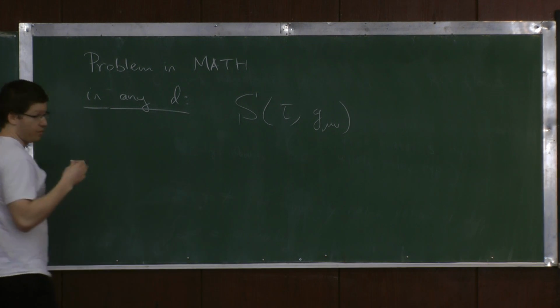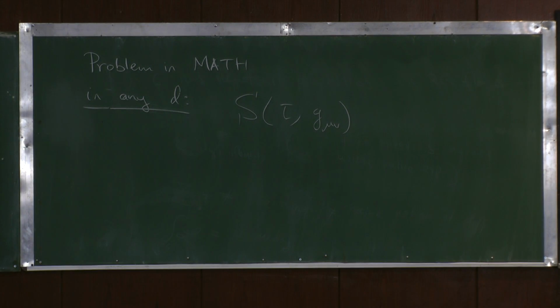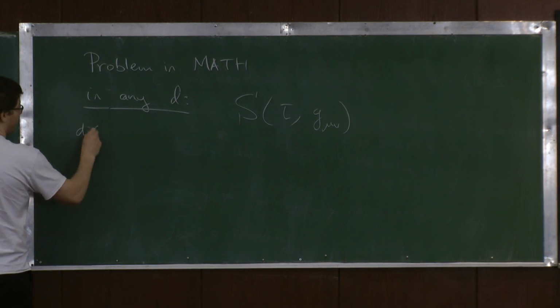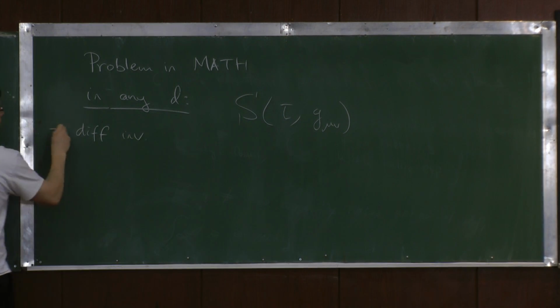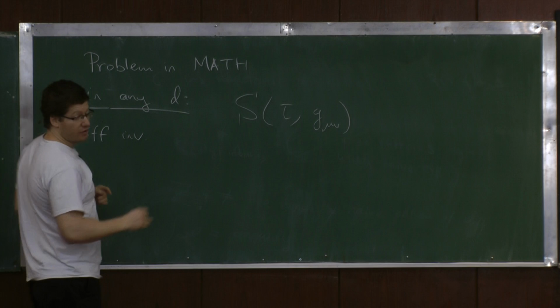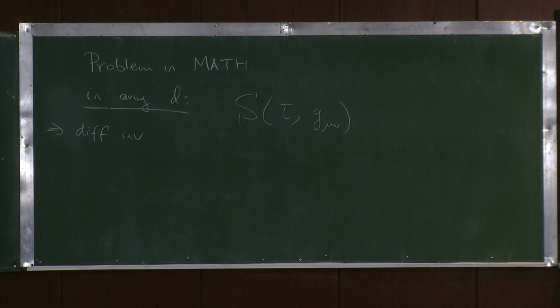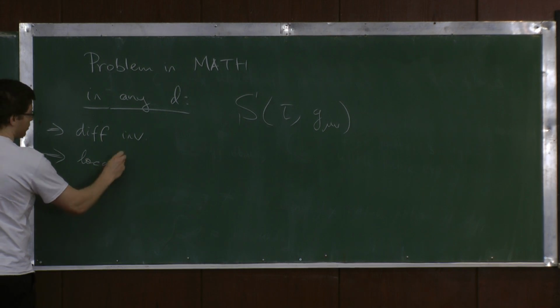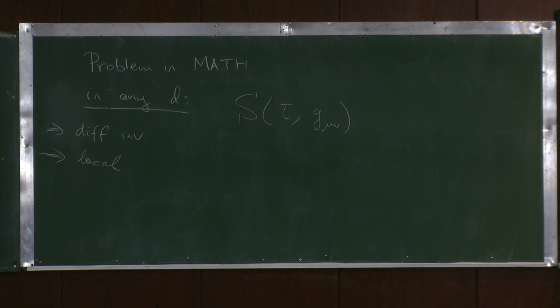This action is supposed to satisfy a few properties. Property number one is that it's got to be diff invariant. So we have to maintain diff invariance for this action. What it means is that tau is a scalar on this manifold of space-time, and g_{μν} transforms like a metric. Okay, so g_{μν} is your common metric, and you're allowed to only write terms in this action which are invariant. The other property of this action is that it's got to be local. So I'm only allowing you, for some reason, local terms in tau and g_{μν}. So integrals of local quantities.